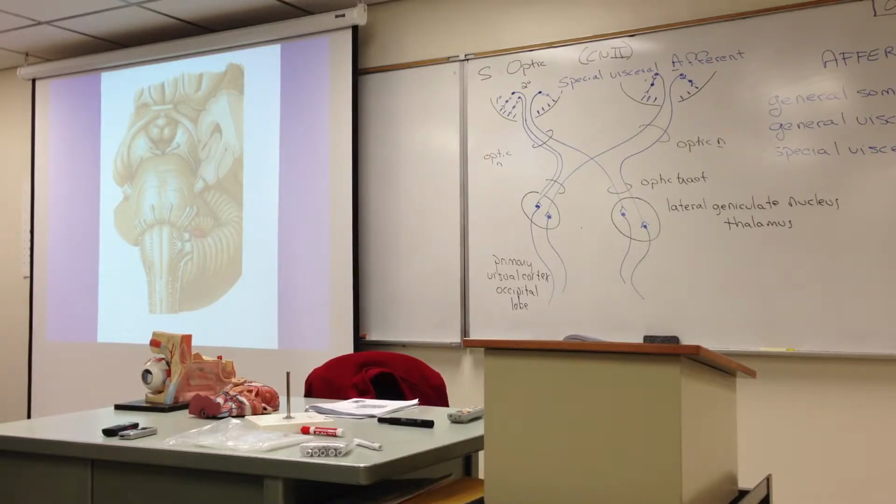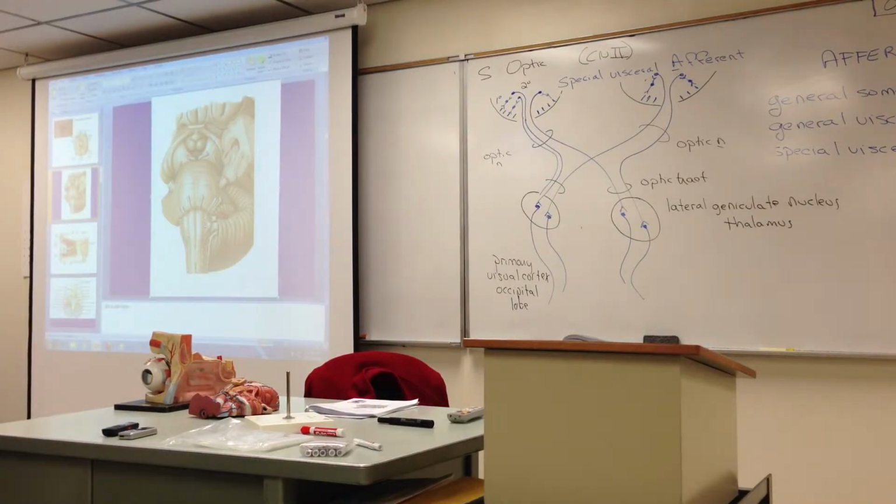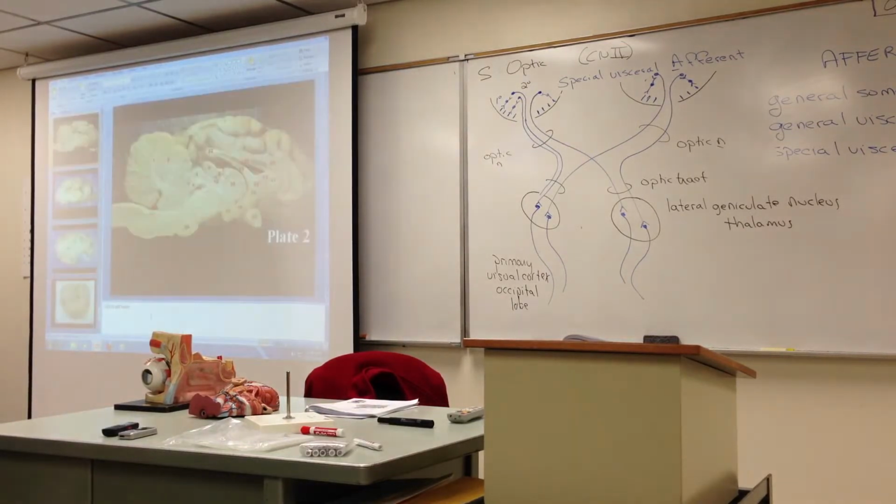This is motor now. So what type of cell body, neuron cell body, forms our motor neurons? Multipolar, exactly right. Okay, so let's look at the cross-section.